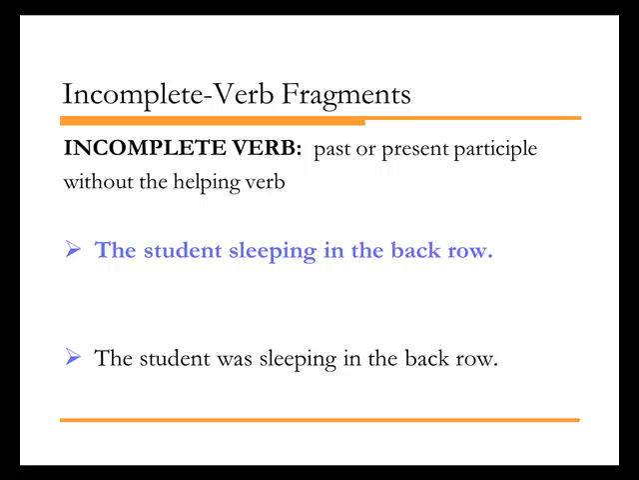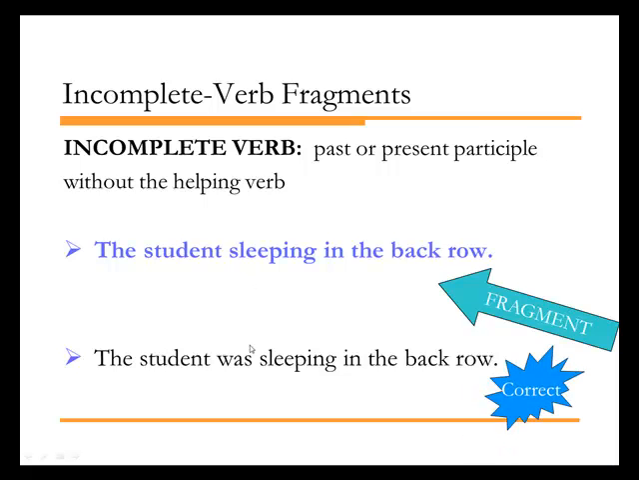You can also have incomplete verb fragments, where you use a past or a present participle without the helping verb. For example, this ing word here is a present participle. Notice that you can't use it as the main verb of the sentence. The student sleeping in the back row. Well, what was that person doing? You would need more information to make it a complete sentence. The other thing you can do is simply add a helping verb. Now we have a complete sentence. The student was sleeping in the back row. So while that one is a fragment because it doesn't have a helper, that's a sentence because it does.